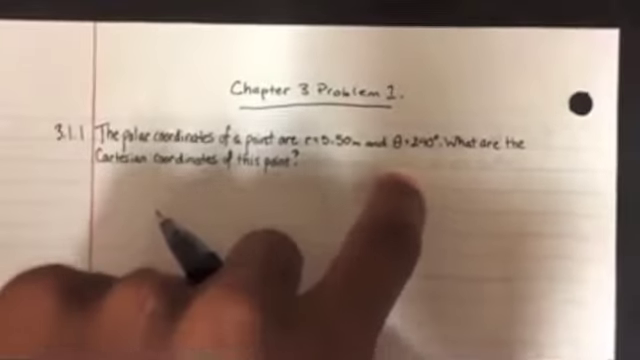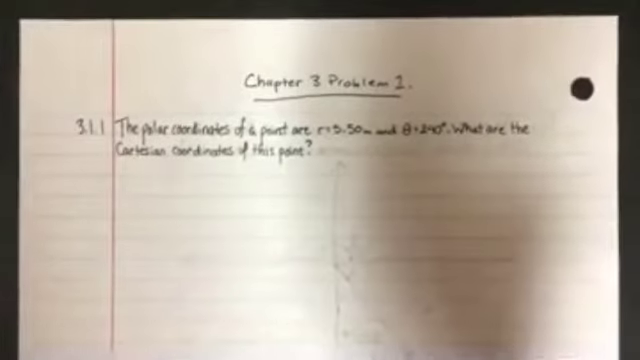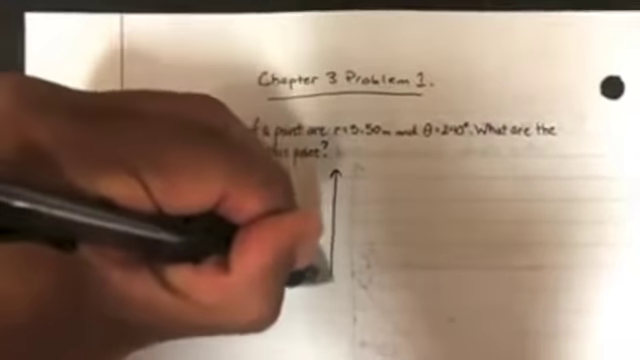The polar coordinates of a point are r equals 5.50 meters and theta equals 240 degrees. What are the Cartesian coordinates of this point? So before we get into this, let's make a quick sketch of our point on the graph. This is going to be my vertical axis. This is going to be my horizontal axis.